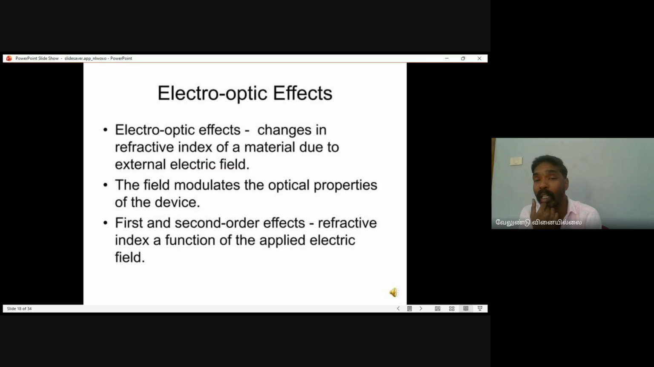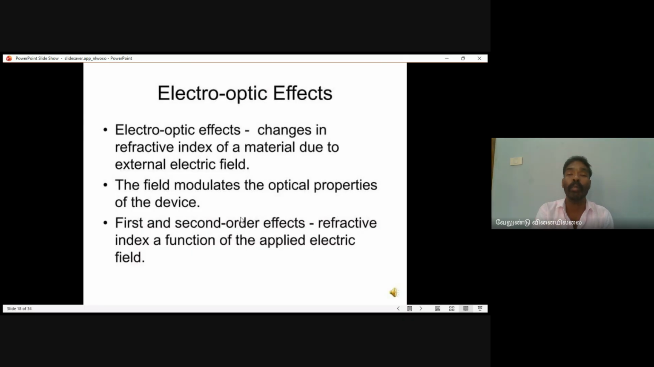What is the electro-optic effect? What does electro-optic effect mean? My light signal is affected by an electrical signal. You know, with an electric signal there is also a magnetic field. So under the magnetic field, my optical field will get disturbance.